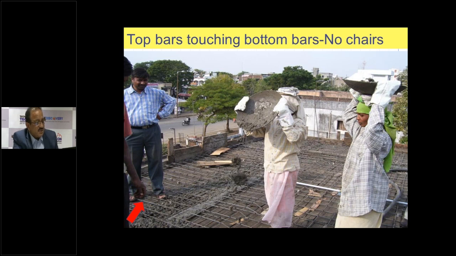Now here you see this engineer, this red arrow, what I have shown, engineer or supervisor, whoever he is, standing on the steel bars, and this is supposed to be a cantilevering portion going on the left side. You can see the negative moment bars, which are these bent up bars, and he's standing on top of that, and these bars are touching the bottom bars practically. This is not acceptable. Again here the proper chairs are not provided, and concreting is going on.